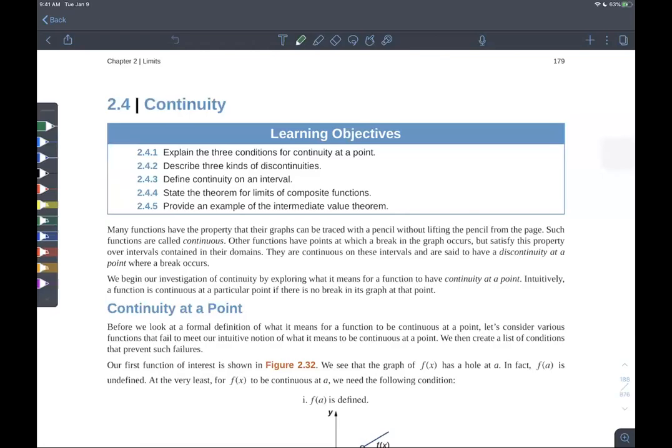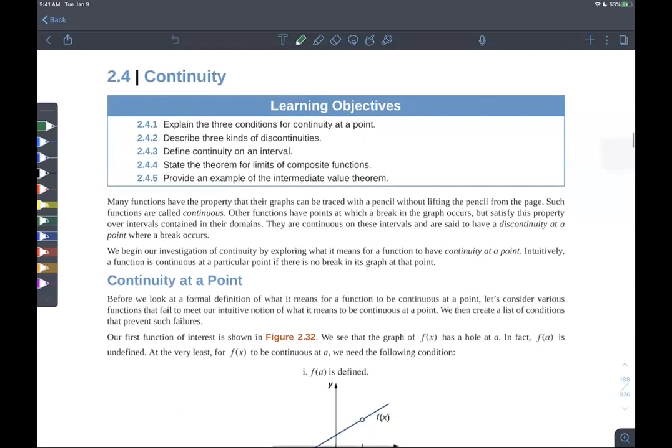All right, so in this video, we are going to read section 2.4, which is on continuity. Let's take a look at the learning objectives. Explain the three conditions for continuity at a point. This is important. Describe three kinds of discontinuities. Also want to know what those three kinds are.